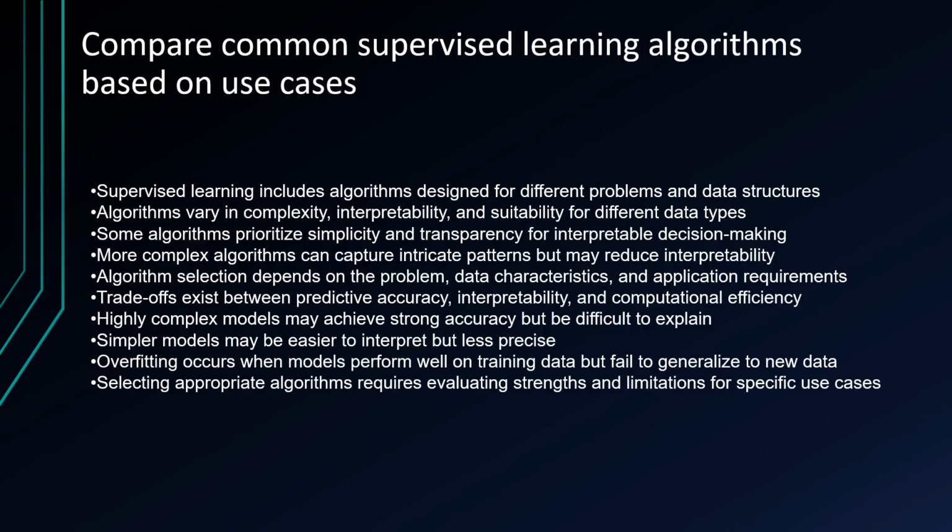Ultimately, machine learning algorithm selection is not purely about maximizing accuracy. It involves understanding the strengths and limitations of different approaches and determining which model best aligns with the specific use case. Successful supervised learning requires thoughtful evaluation of data quality, model complexity, interpretability, scalability, and maintainability.